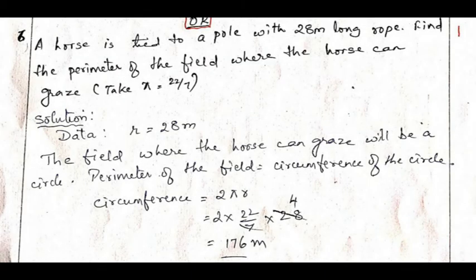Or a horse is tied to a pole with 28-meter long rope. Find the perimeter of the field where the horse can graze. The field where the horse can graze will be a circle. Therefore, perimeter of the field is equal to circumference of the circle. Circumference is equal to 2 pi r. Substitute and you get the value 176 meter.